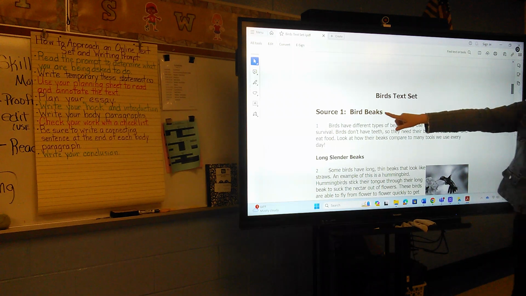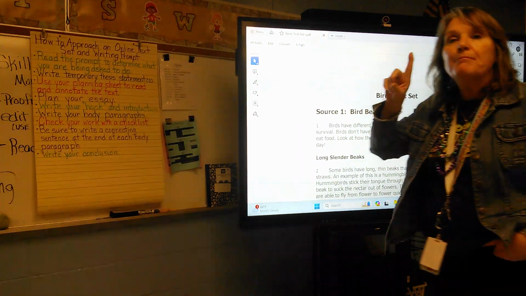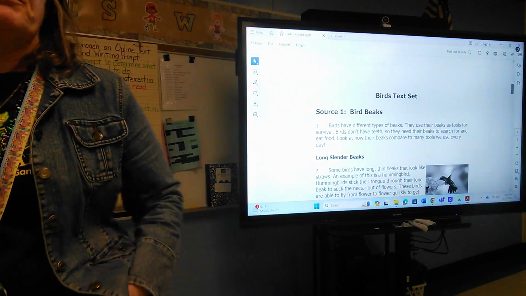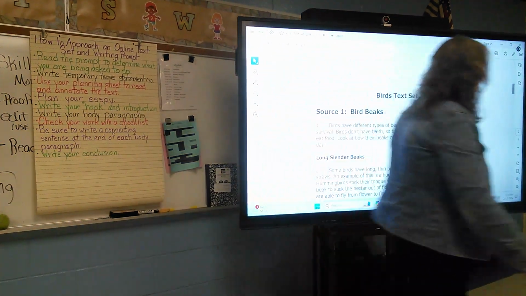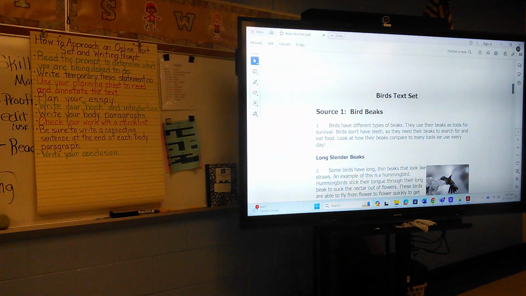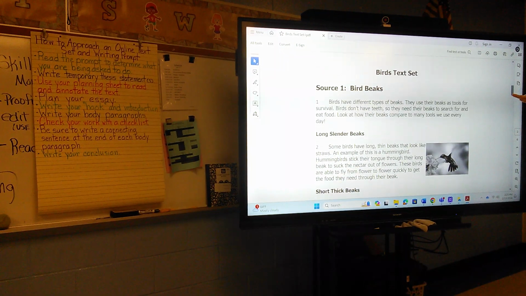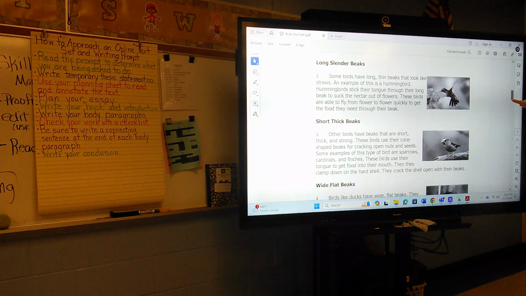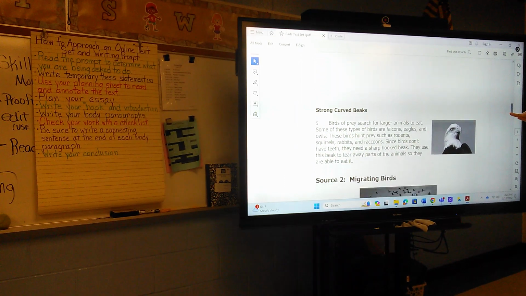Source 1 is titled Bird Beaks. Now, just as a good reader, I'm thinking bird beaks might be one of the ways they survive, that their beaks might be a way that they survive. I'm going to pay attention to the different headings here. Bird beaks, and we have long, slender beaks, short, thick beaks, wide, flat beaks, strong, curved beaks.